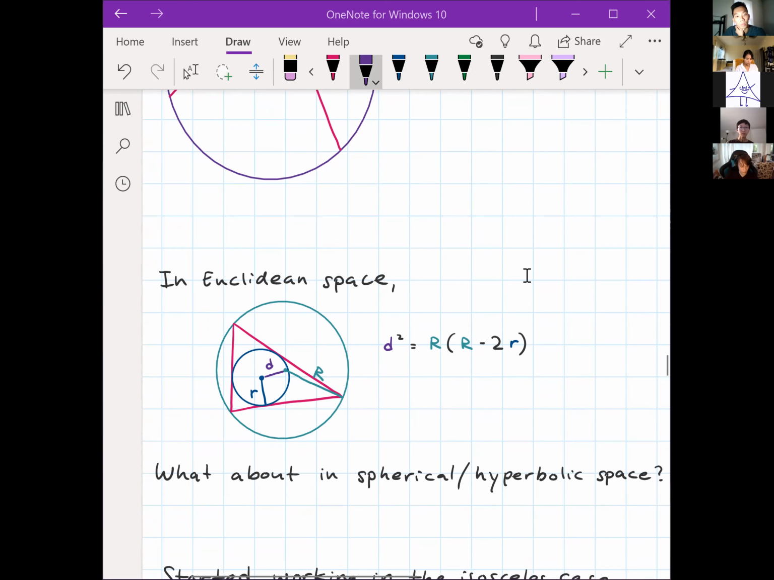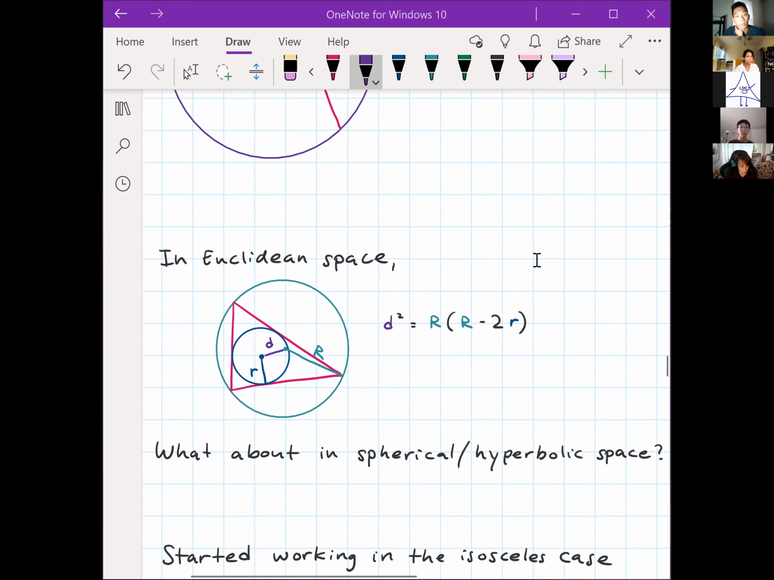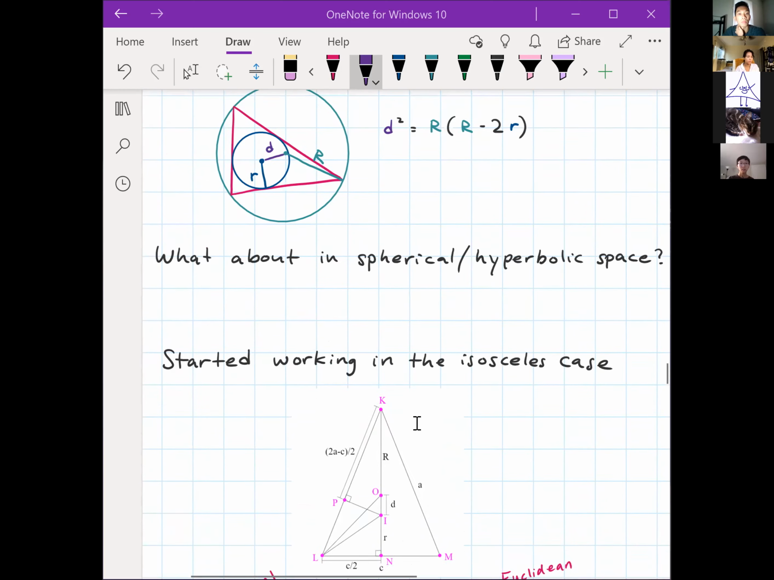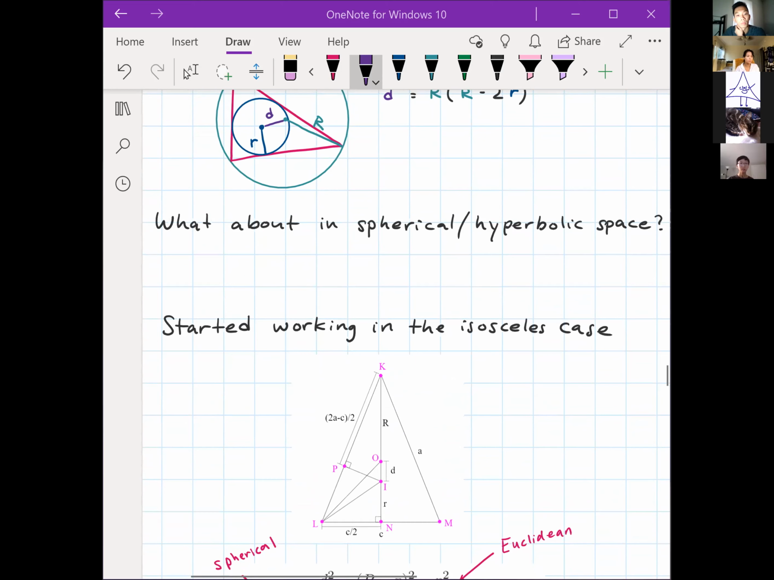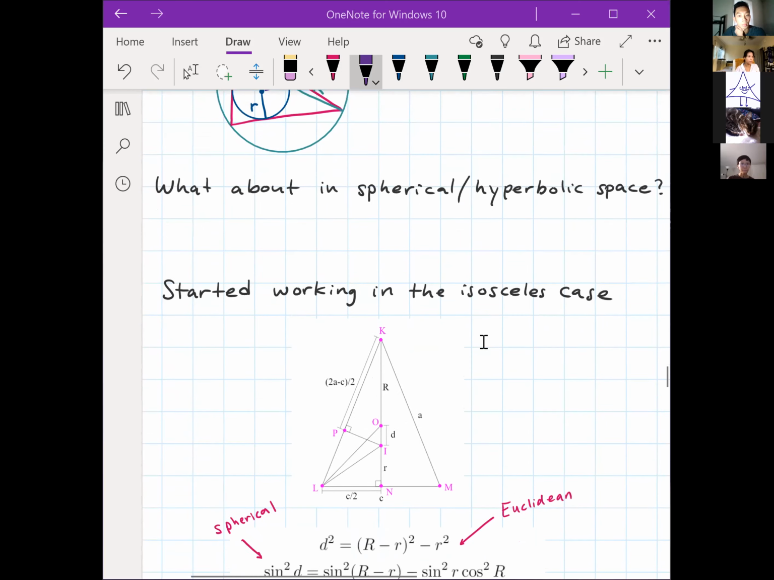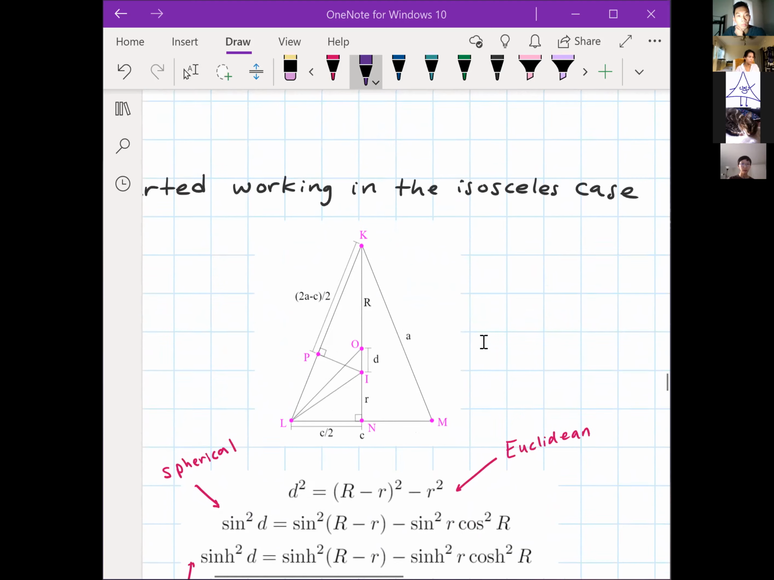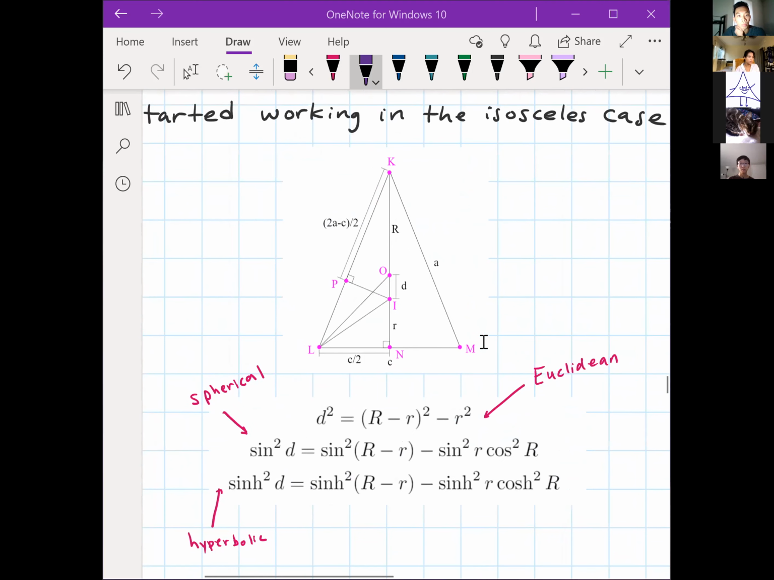So this was one of the problems that I was working on with Jacob. And so what we did was we started by working in the isosceles case, when our triangle is isosceles, like two of the sides are the same length. That removes a degree of freedom, so it becomes a little bit easier to solve. And we were able to come up with this kind of unifying formula for the quantities d, big R, and little r.